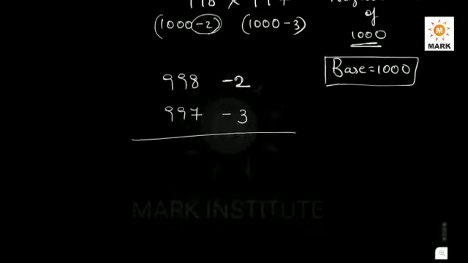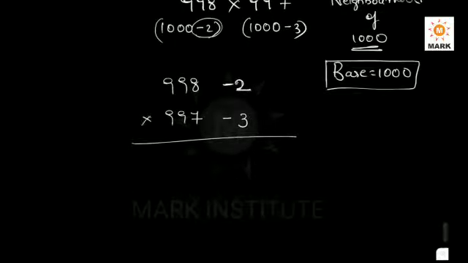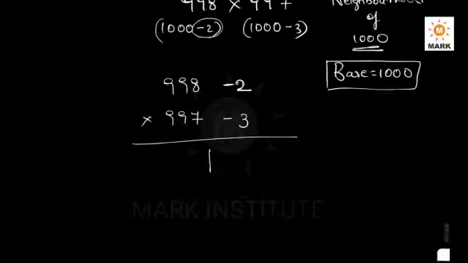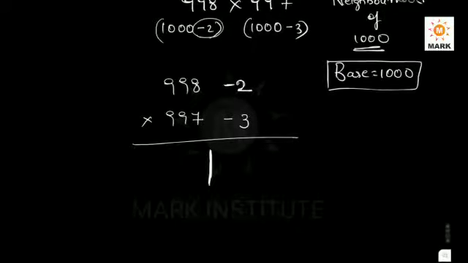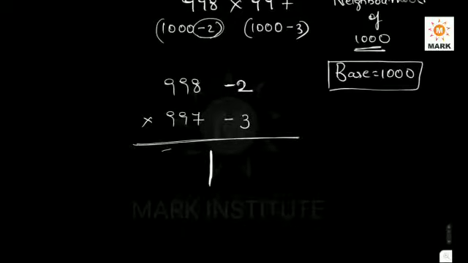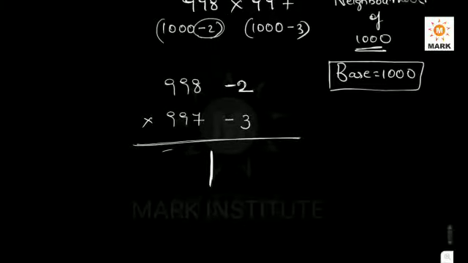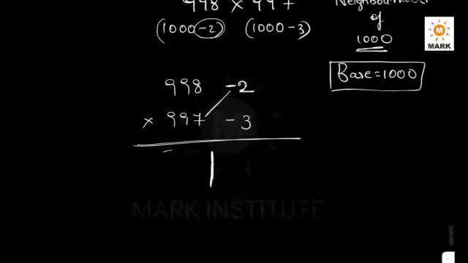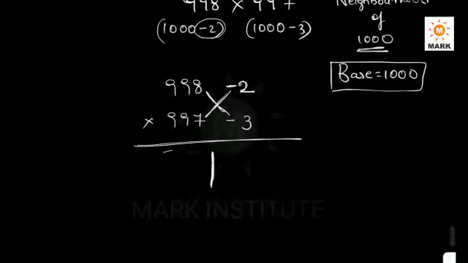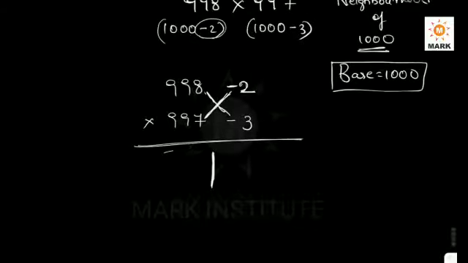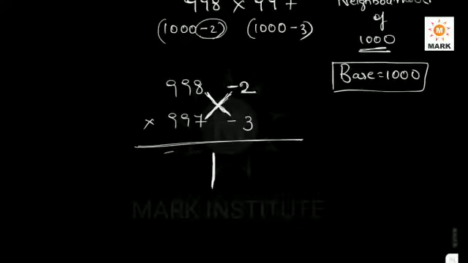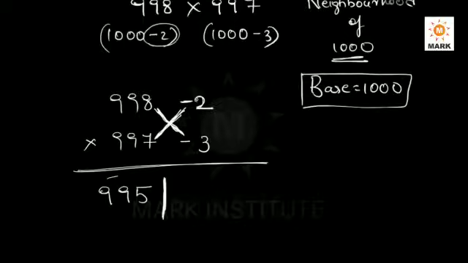Now come to the actual part. How to calculate this one? You have to divide the answer into two parts. This is the first part, this is the second part. Friends, the wonderful thing is, you take the cross sum: 997 minus 2 or 998 minus 3. You will get the same answer, that means 995. That you have to write here in the first part.